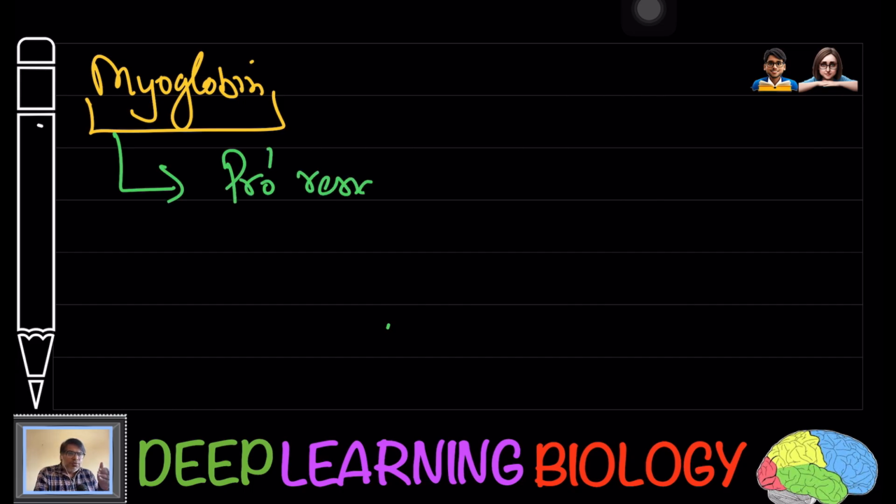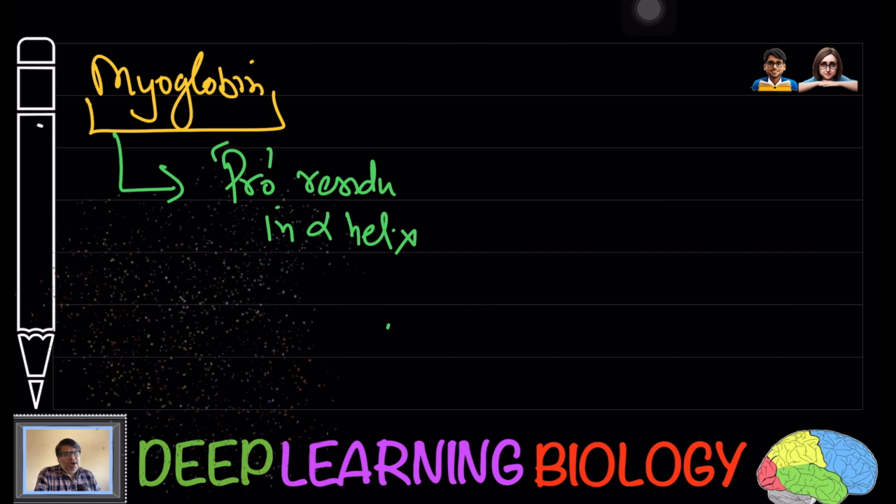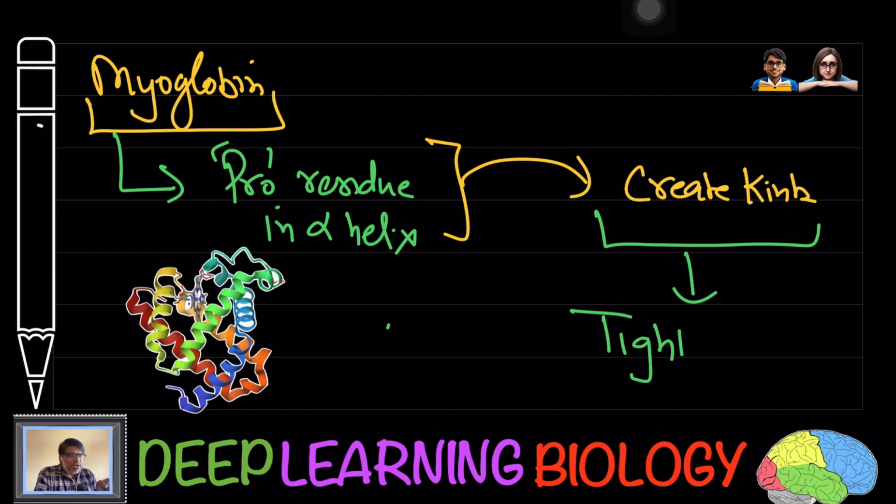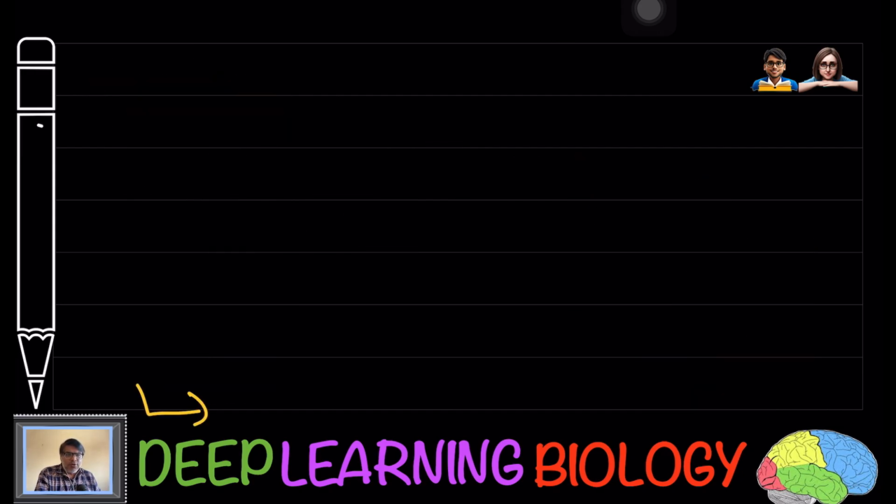Now the most important point: within myoglobin, you are going to see the presence of proline residues within the alpha helix. Generally, proline is not present within the alpha helix, but here the proline residues present in the alpha helix create kinks within the helix, and these kinks help in tight packing of the helix. So this is about the presence of proline residues in the alpha helix of myoglobin.